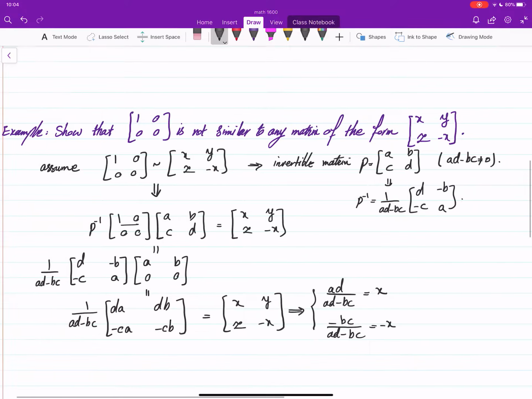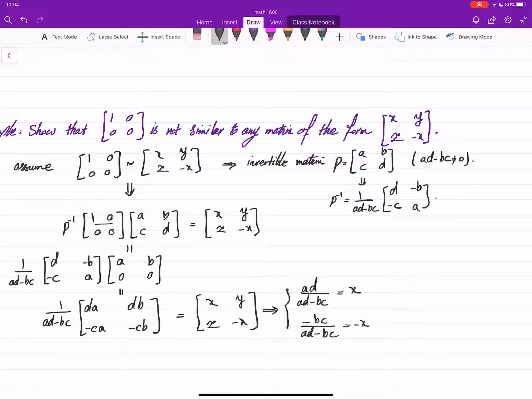The reason I'm picking these two is that the entries on the right hand side, the only two entries that have relation are these two ones. I want to use that kind of a relation here. Now, you notice that the numerators of these two, if I add, I get actually the denominator. So that's why I will add both equations.